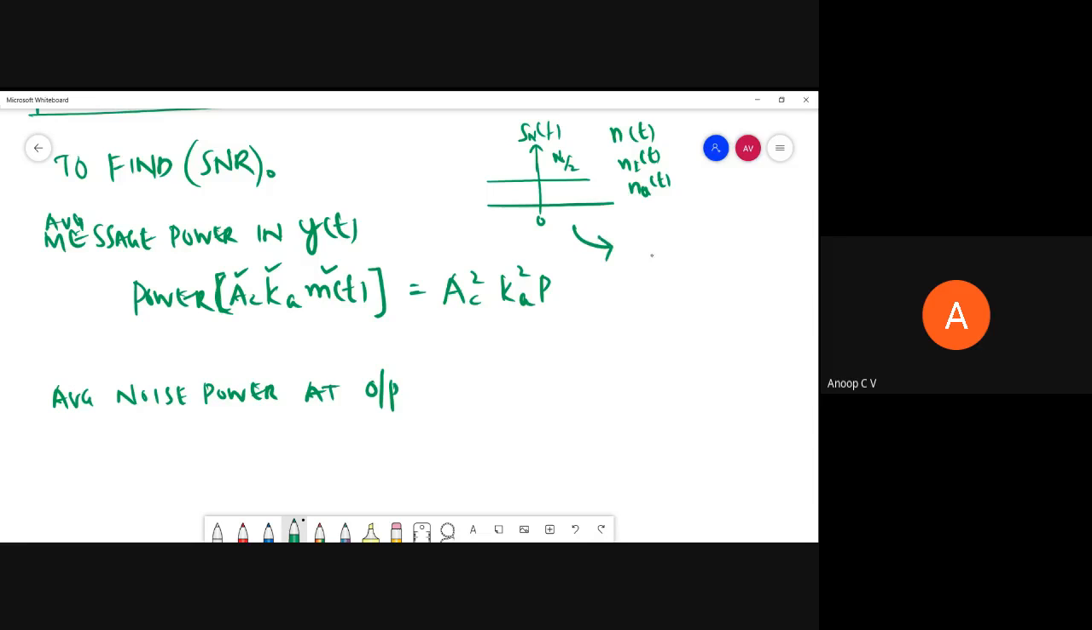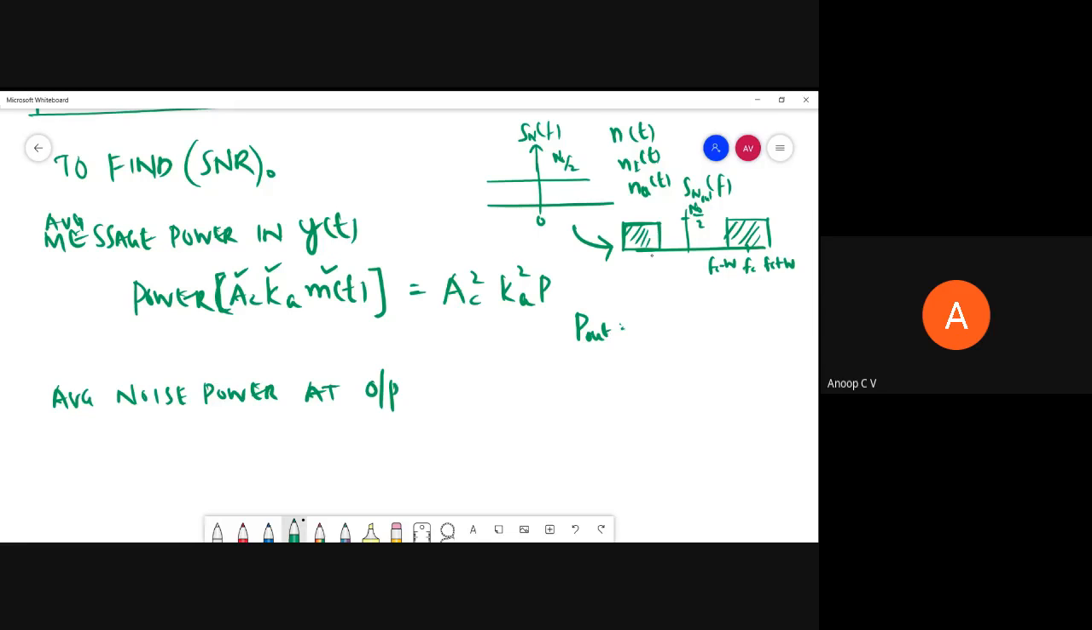Once it is passed through a band pass filter, we'll get an output power spectral density like this. So this will be fc plus w, fc minus w, and this height is n naught by 2. So this is Sn out of f, and the power out will be the area under this curve. What will be the area under this curve?